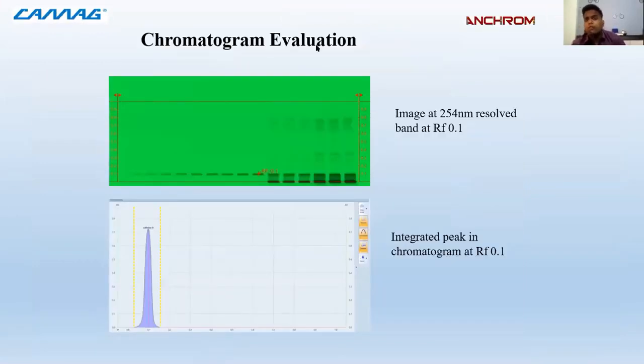Now the chromatographic evaluation. So this is our plate at Rf 0.1, I am getting this band. When I scan this band by using the scanner, I will get the peak like this, very sharp.